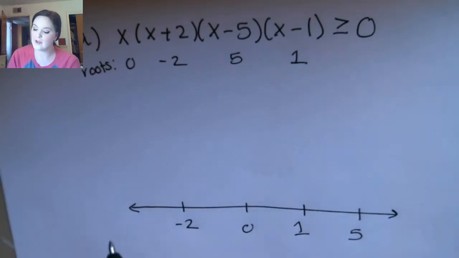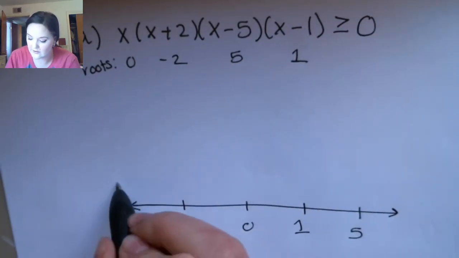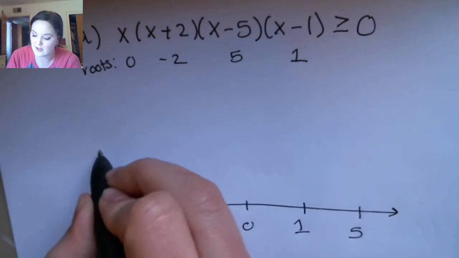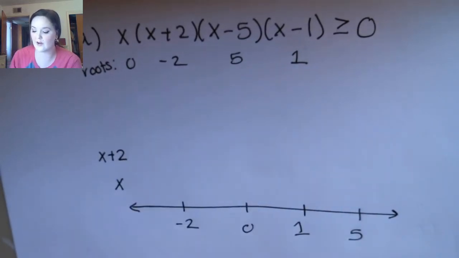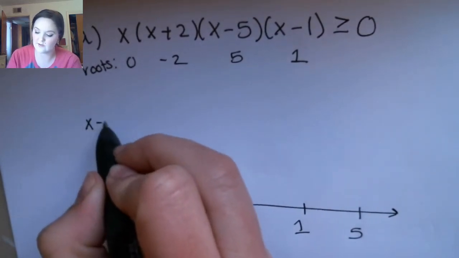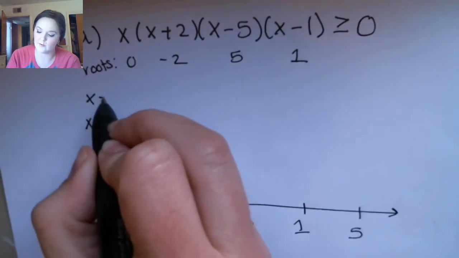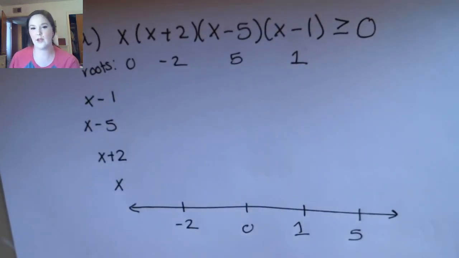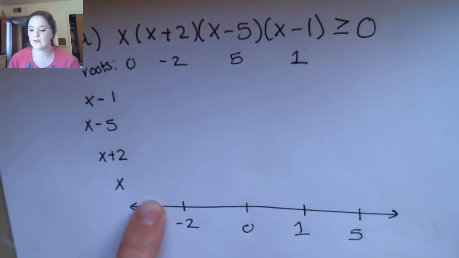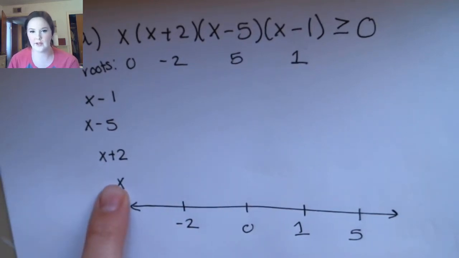Then we're going to list all of our factors up the side here. So x is one of our factors. x plus 2 is one of our factors, x minus 5, and x minus 1. Then for each factor, you're going to look at these values of x and say whether the factor would be positive or negative.